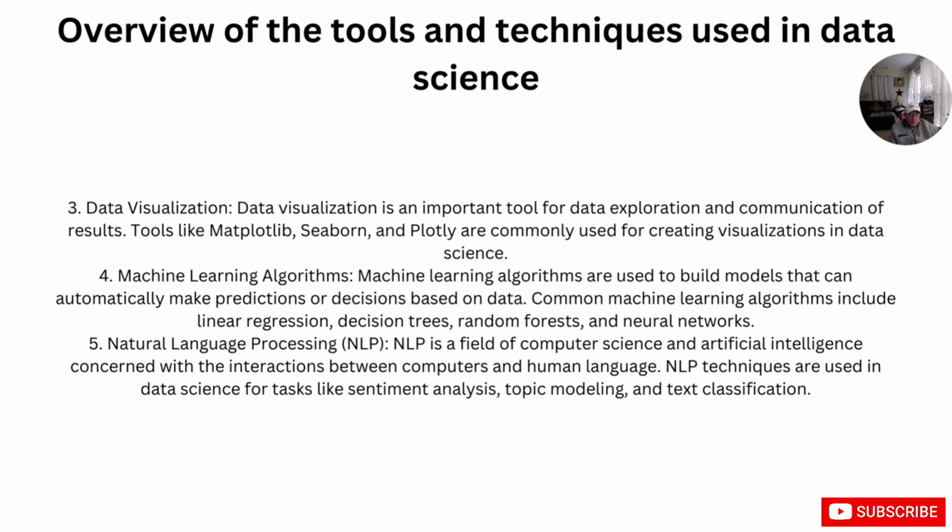Number 4, machine learning algorithms. Machine learning algorithms are used to build models that can automatically make predictions or decisions based on data. Common machine learning algorithms include linear regression, decision trees, random forests, and neural networks.